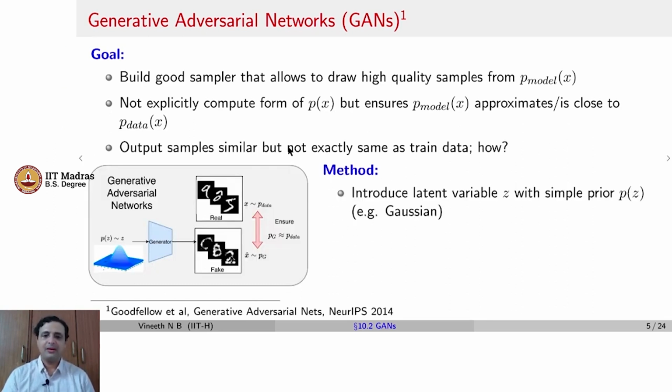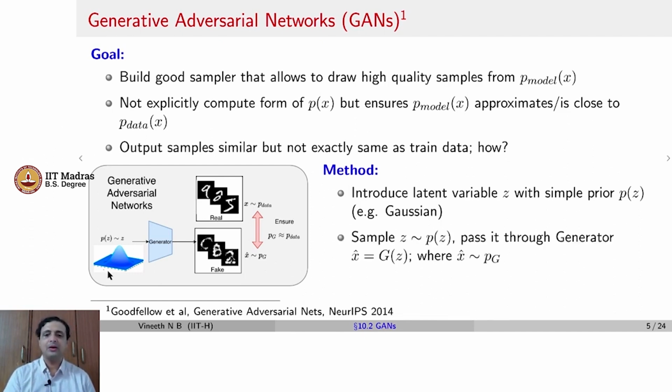So the key idea in generative adversarial networks, or GANs, is to introduce a latent variable z. This is the latent variable with a simple prior, for example, a Gaussian prior. And once you sample from that random variable, from that Gaussian, you pass it through a module called a generator. In our case, a generator could be a neural network. You give an input to that generator neural network, and the network outputs an image. So this module is known to us from whatever we've seen so far.